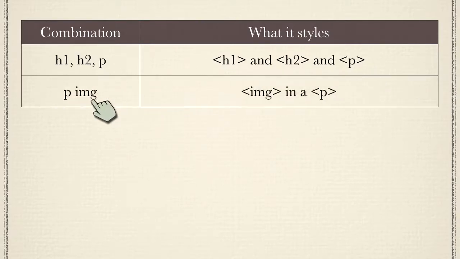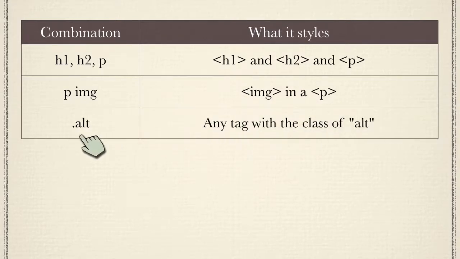Say you wanted to change the font of those three, you could have one selector that changes all of those. You could also combine things this way, p space image. This will affect all images that are within a paragraph. It would not affect images within an H1, say, or within a table, or within something else unless it was within a paragraph.